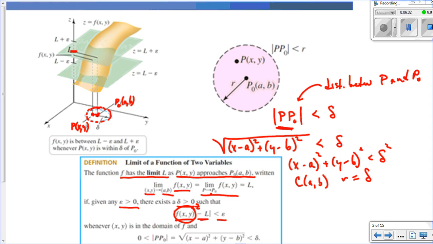So as the point P gets closer and closer to P naught, if L is the limit, the z values are getting closer and closer to L, and we can choose a delta so that it's always within epsilon of that limit L. This is just saying that we found a delta, how big a radius for that circle, so that the point will be within delta of that point (a, b) to ensure that we're within epsilon of that limit L. So our domain now is using open circles to denote distance from the point that the limit's approaching.